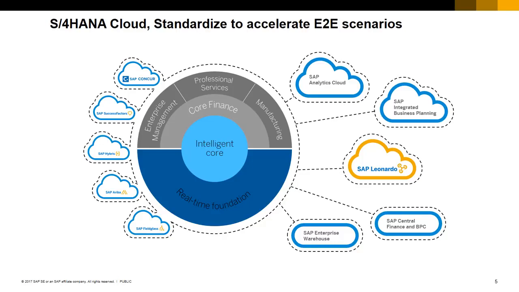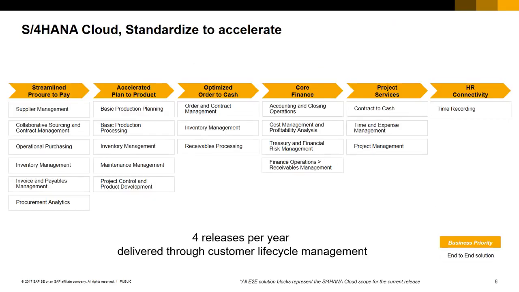Next to this, you could further extend into the SAP Analytics Cloud for additional reporting, SAP Integrated Business Planning for supply chain specific processes, SAP Leonardo for technologies like machine learning, IoT and blockchain, and furthermore SAP Central Finance to connect in a 2-tier strategy to your core ERP on-premise or business planning and consolidation for all sorts of planning and consolidation processes. We also standardize to accelerate on all of the processes that we deliver.